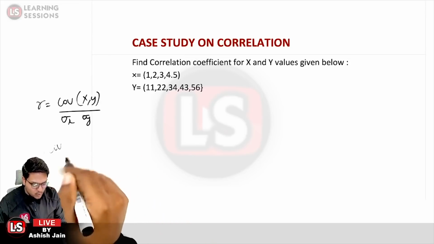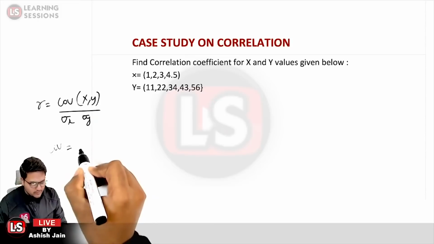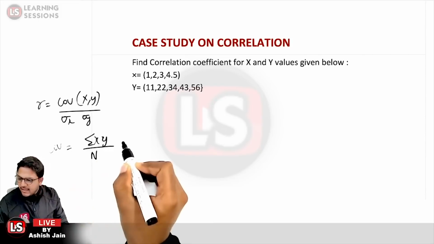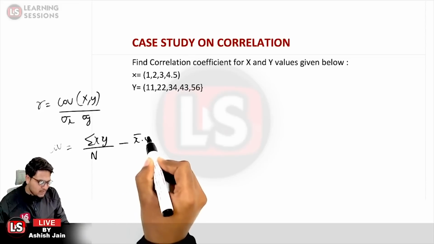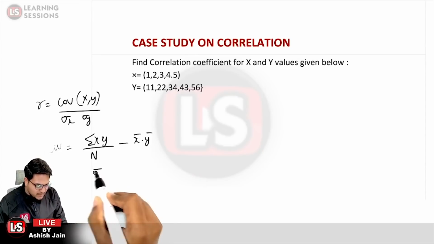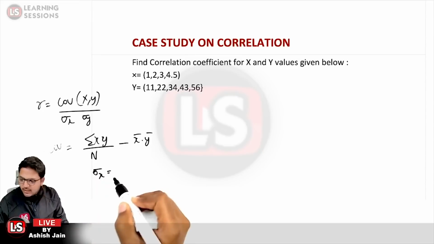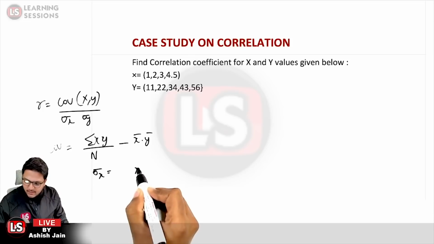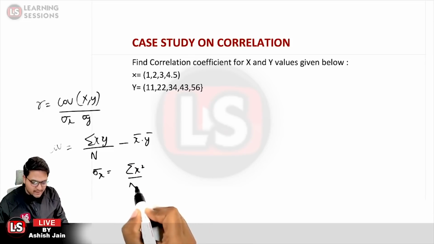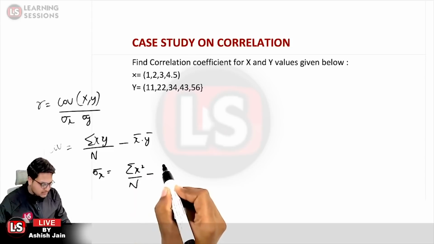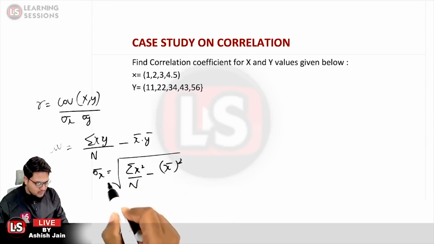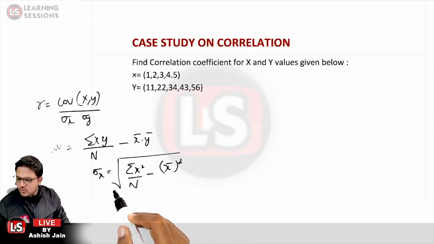The first formula is related to covariance between the two different variables. Covariance is equal to sigma xy divided by n, minus x bar multiplied by y bar. That is the formula for the covariance. And for sigma x, I'm simplifying, writing it first: it is equal to the under root of sigma x square divided by n, minus x bar square. So that would be the formula related to sigma x.